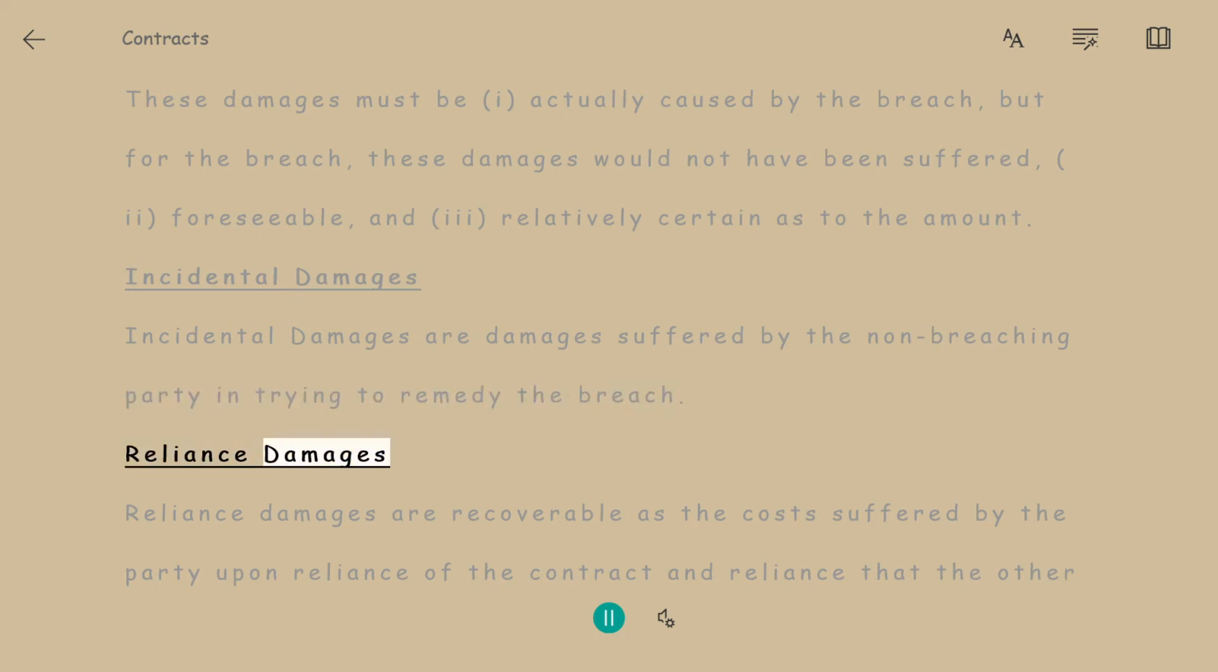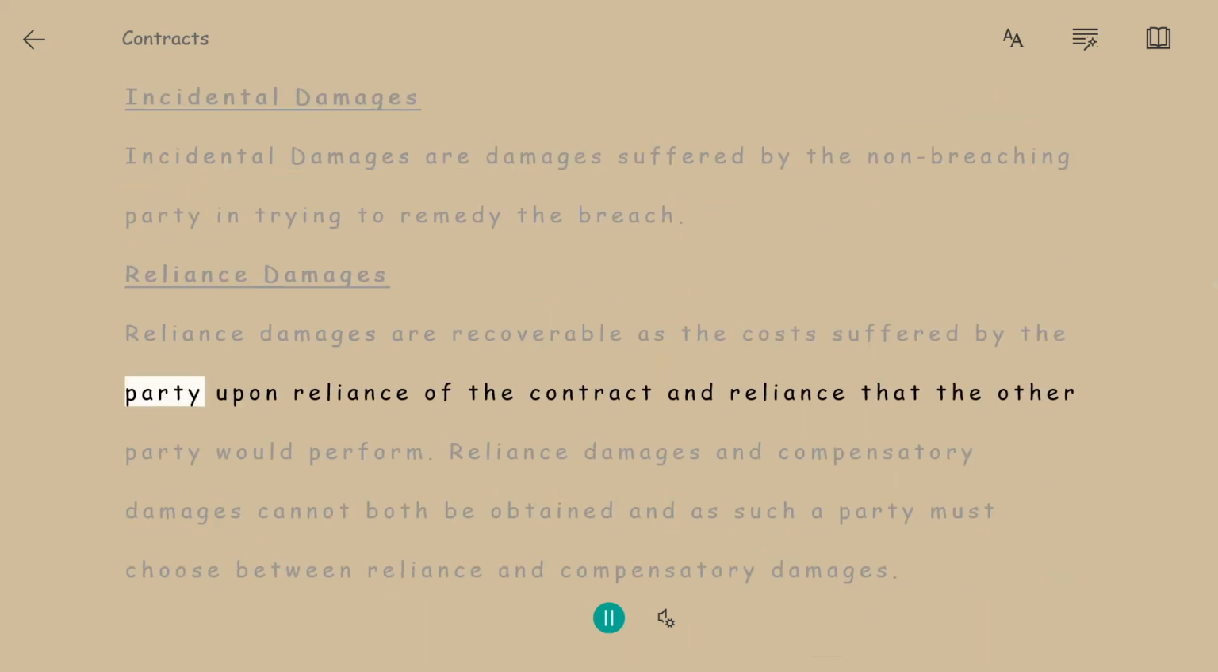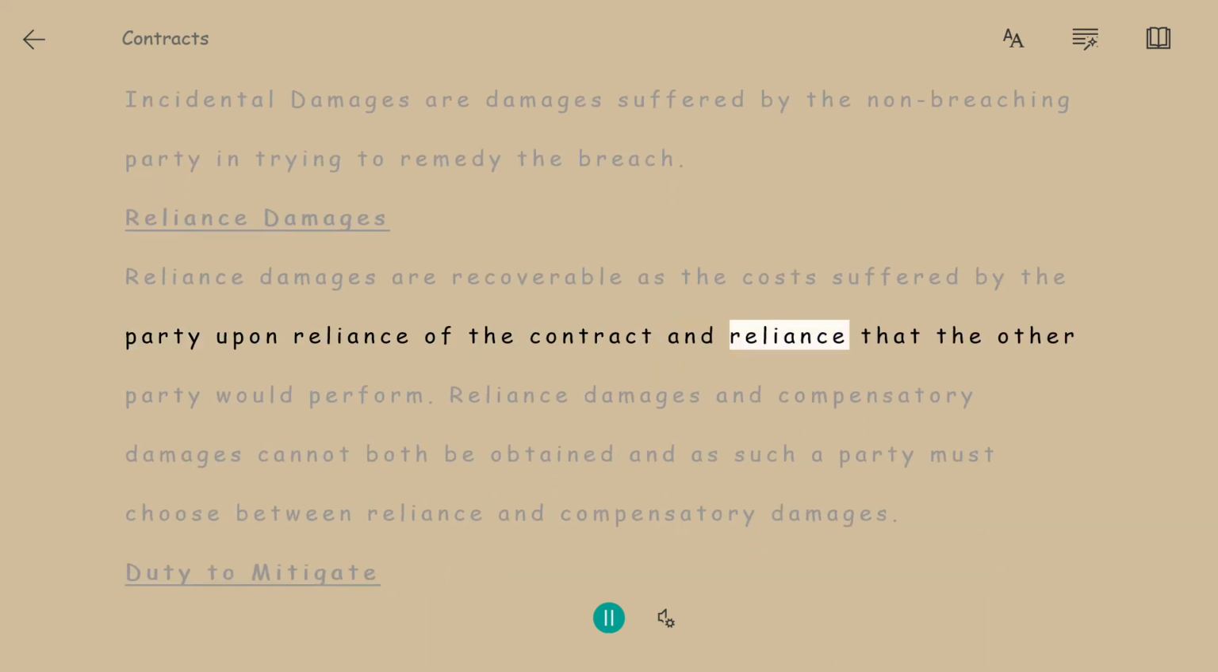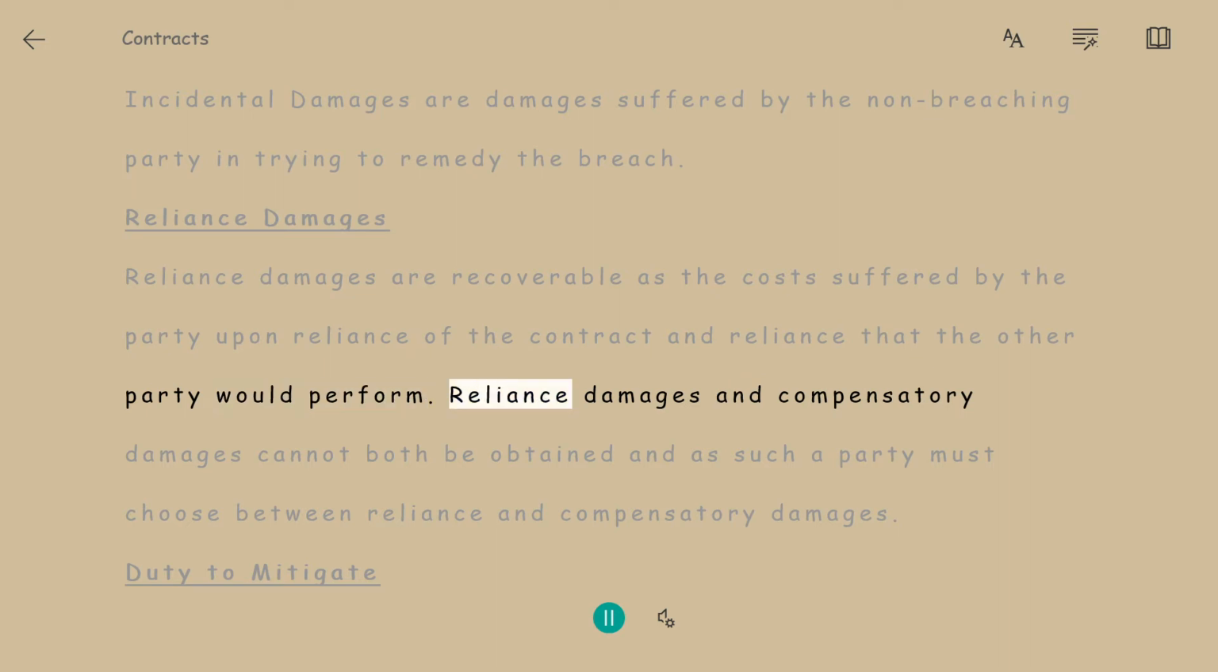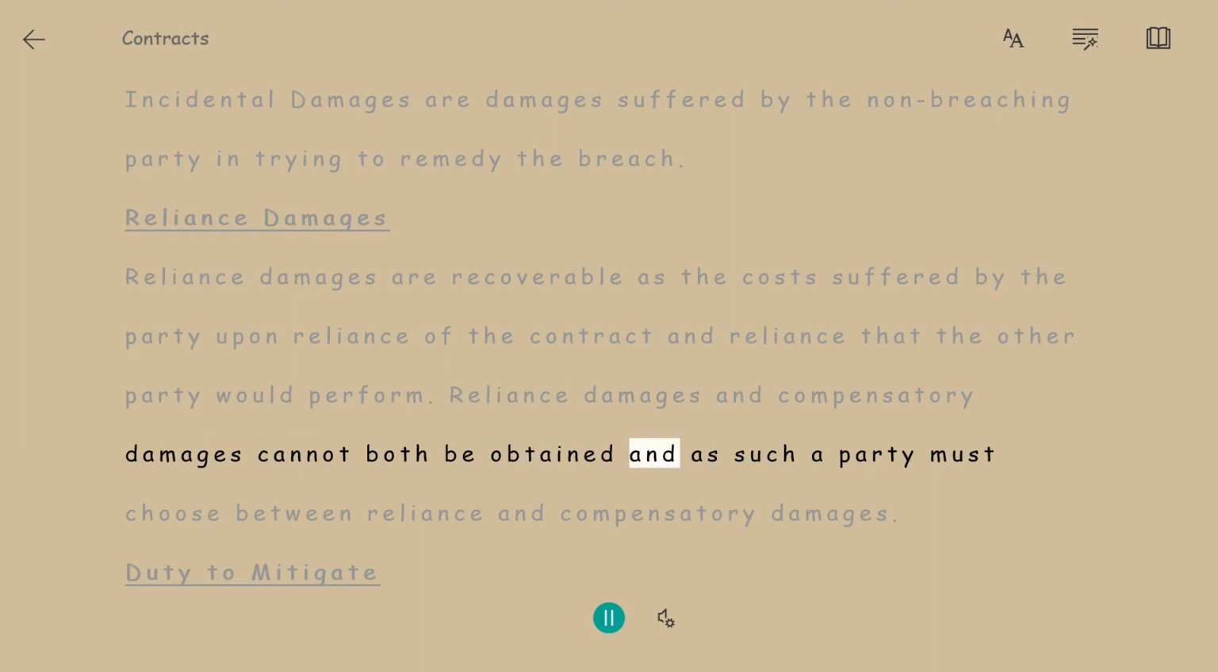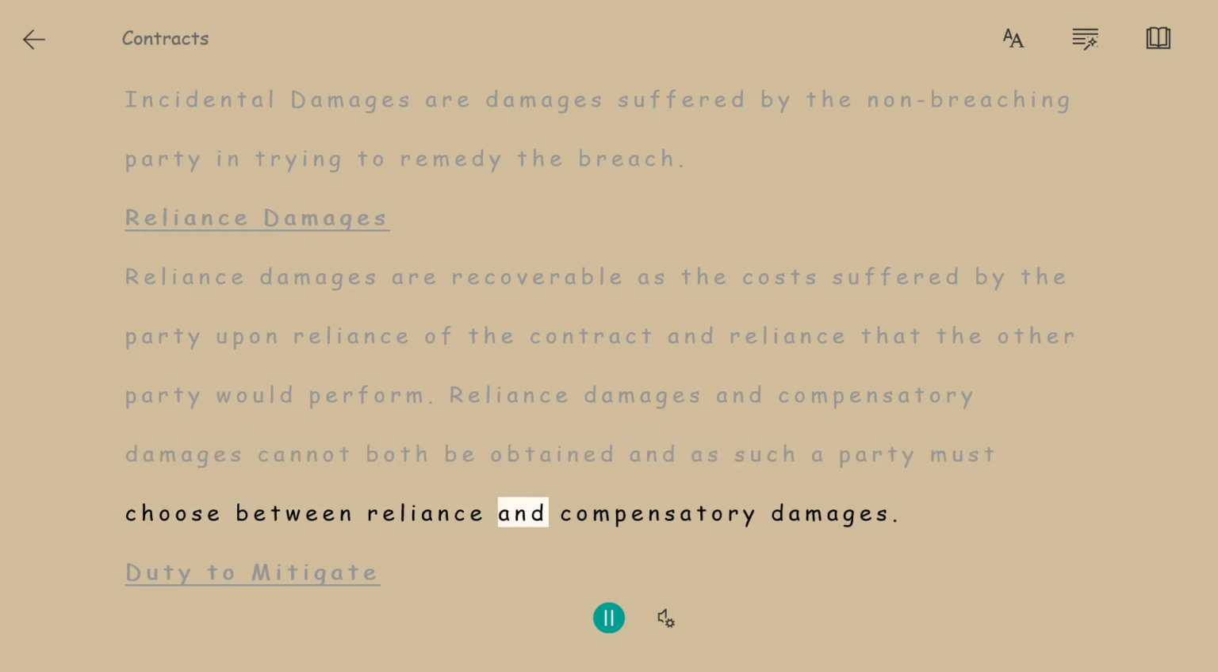Reliance damages. Reliance damages are recoverable as the costs suffered by the party upon reliance of the contract and reliance that the other party would perform. Reliance damages and compensatory damages cannot both be obtained, and as such a party must choose between reliance and compensatory damages.